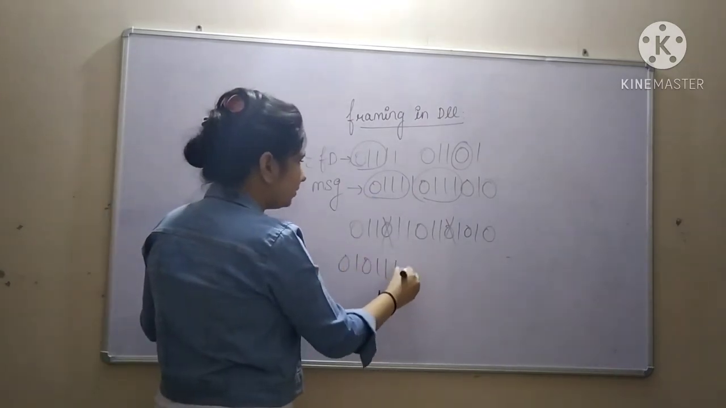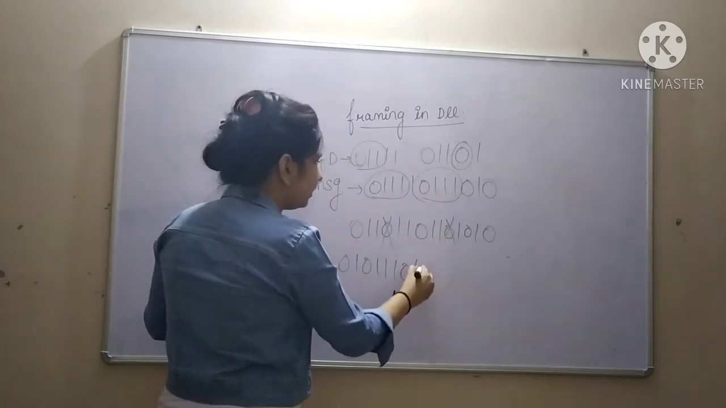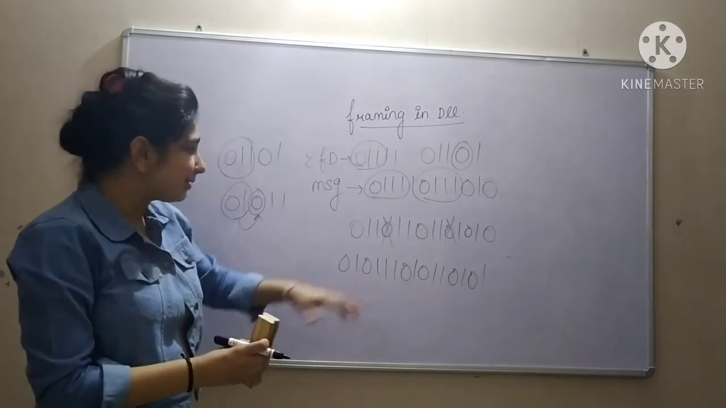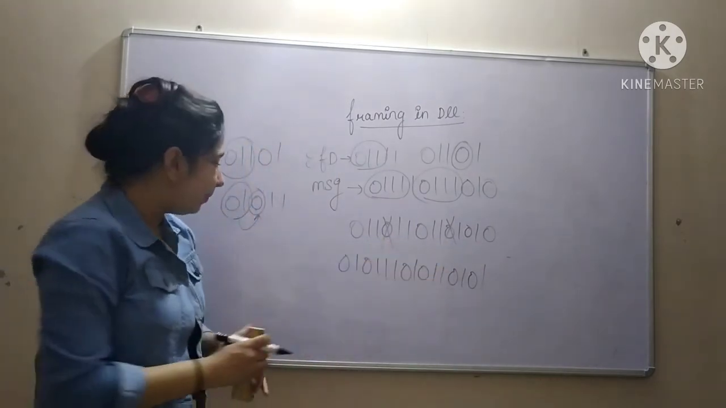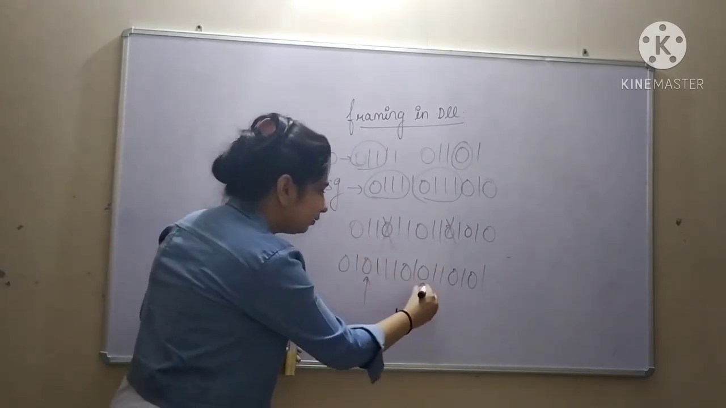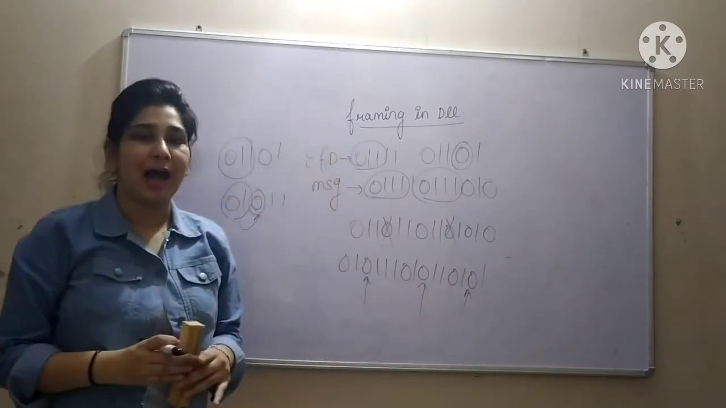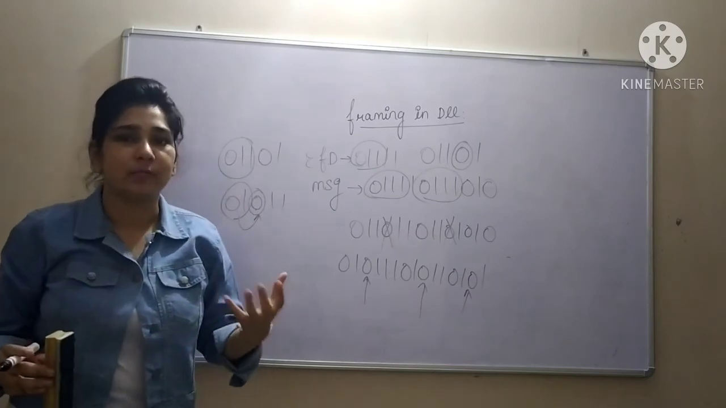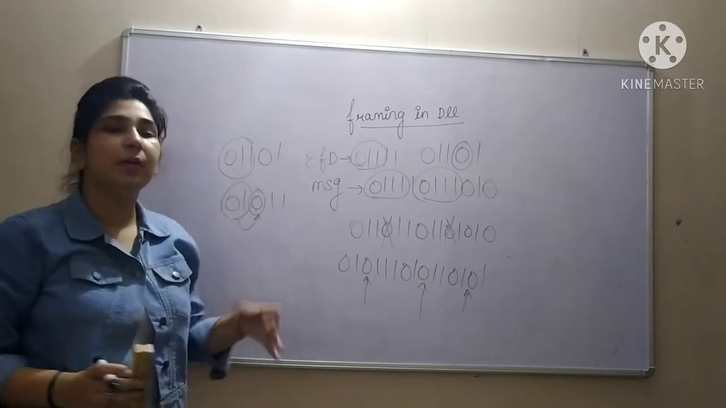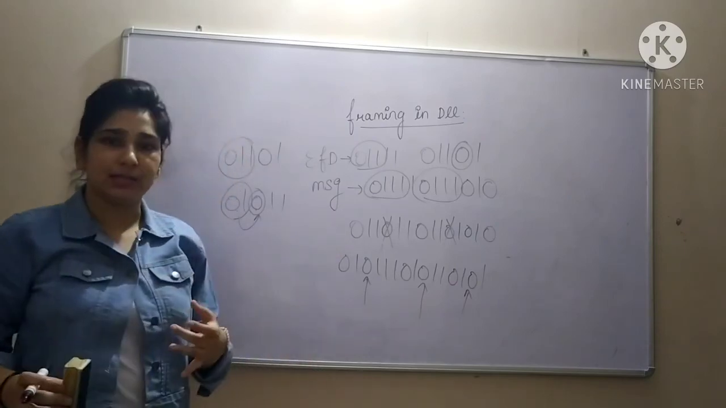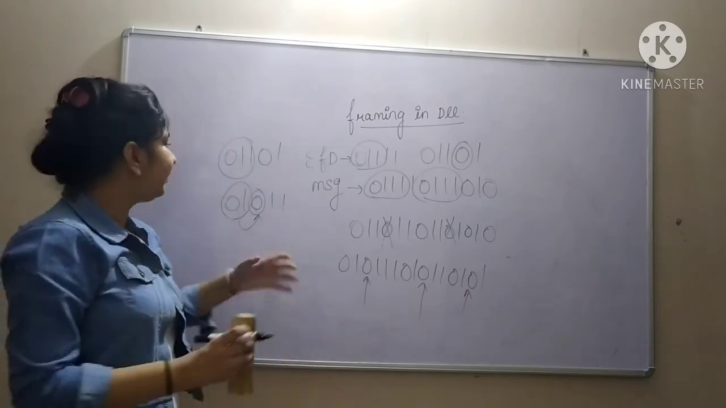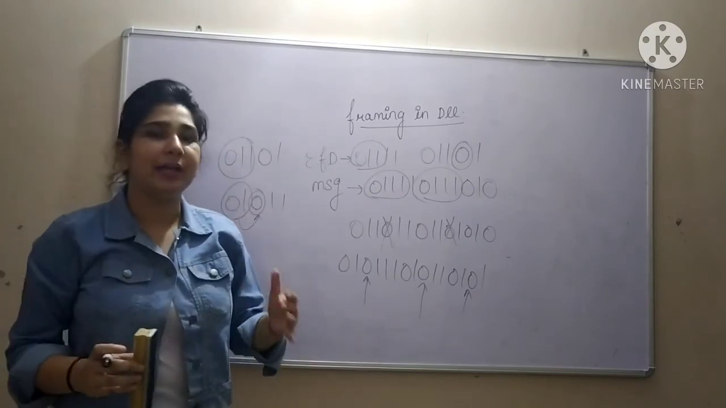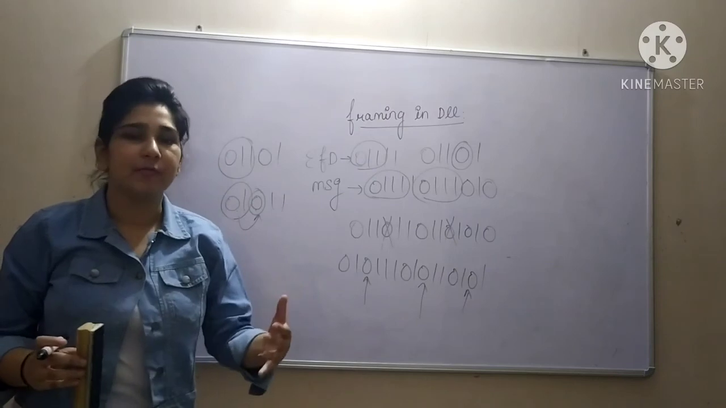Like 0, 1, 0, 1, 1, 1, 0, 1, put 0, 1, 1, 0, 1, 0, 1. So in this I inserted only 2 bits, but in this I have inserted 3 bits. So you have to add more bits, because 0, 1 is the shortest length of the string. So what we try to do is pick the maximum number of possible bits, and after that we add the stuffing bit.